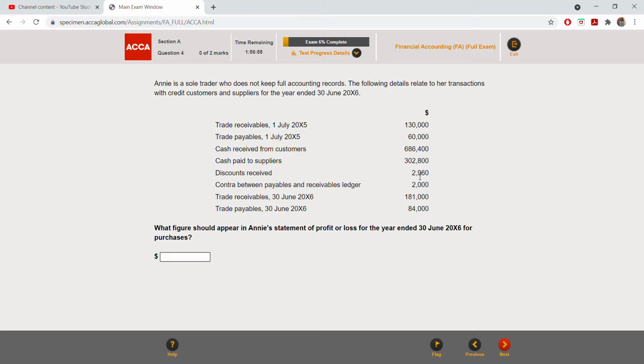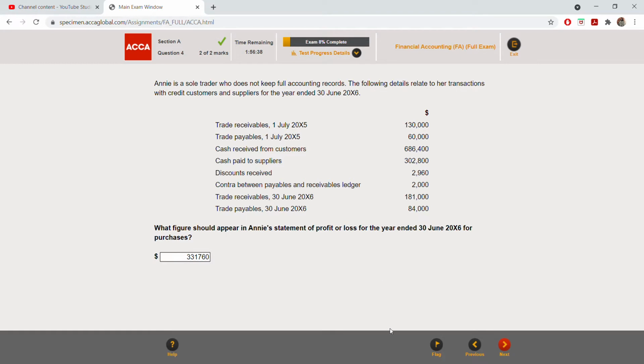Contra between payables and receivables. Whenever there's a contra, it will come in the payables also, and it will come in the receivables also. Again it will be on the debit side. That's why it's minus. And finally, whatever is there is the balancing figure, the closing figure. So in this case, it will be 331,760. Check it out for yourself.